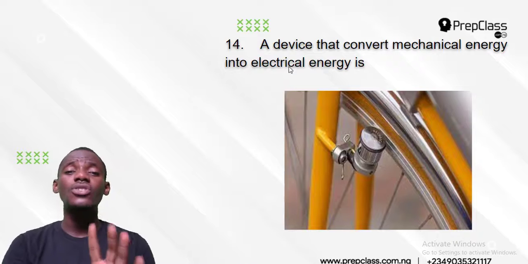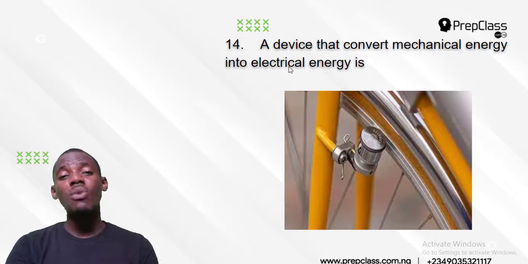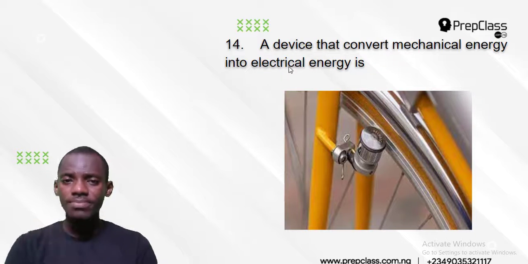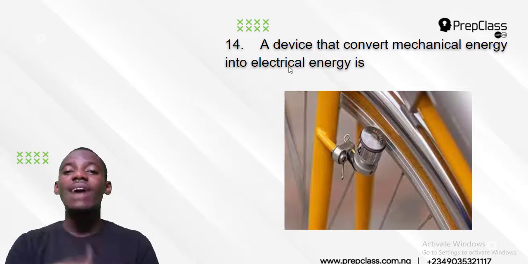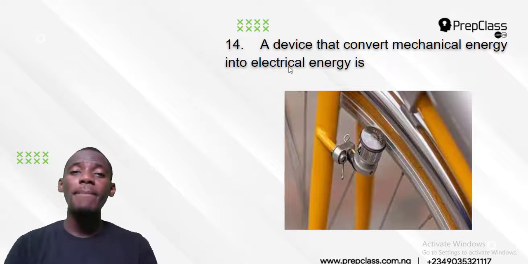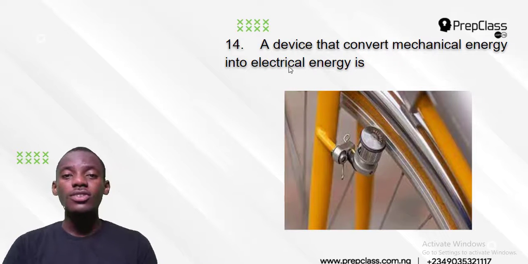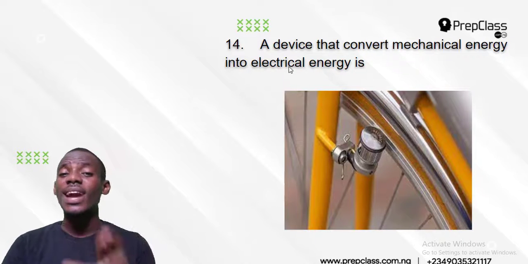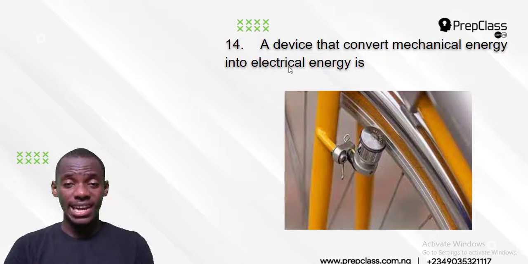Another example is your generator. When you want to power your generator, you have to pull. When you pull, the coil rolls, and when it rolls, that's mechanical energy. You are setting mechanical energy into motion so that it will produce electrical energy. So another example of mechanical energy changed to electrical energy is your generator set.